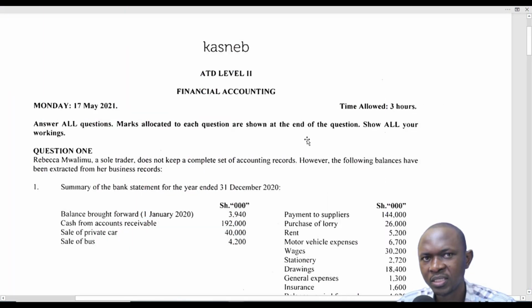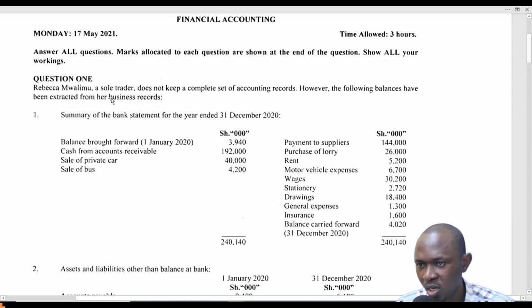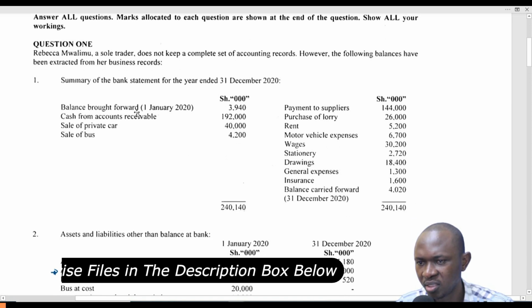So welcome. This is KASNEB paper ATD level 2 financial accounting. The paper was done in May 2021. Specifically, we'll be tackling question 1. So Rebecca Mwalimu, a sole trader, does not keep a complete set of records. However, the following balances have been extracted from her business records.